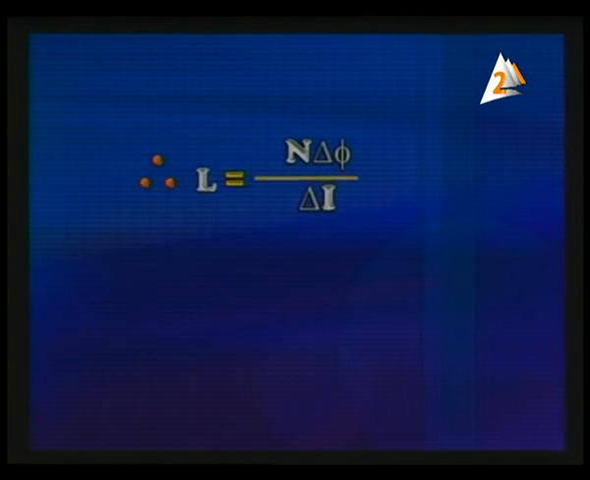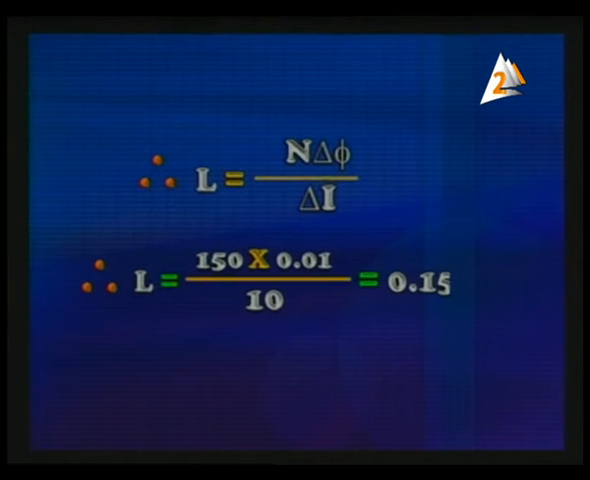Inductance of a coil is given by the expression L = N Δφ over ΔI. It is equal to 150 turns times flux 0.01 over change in current, which is 10. So inductance is equal to 0.15 Henry.